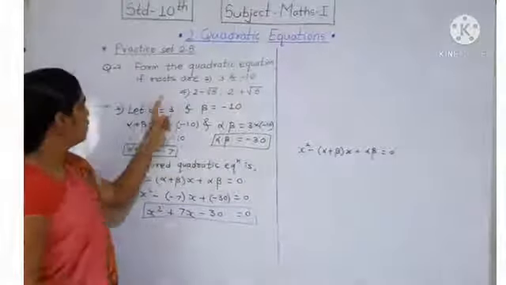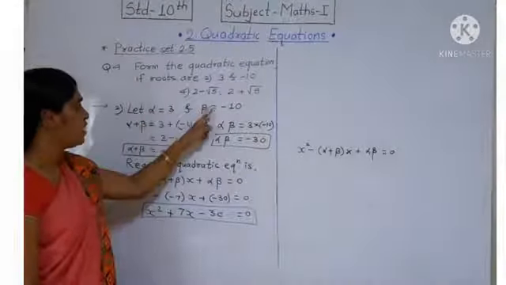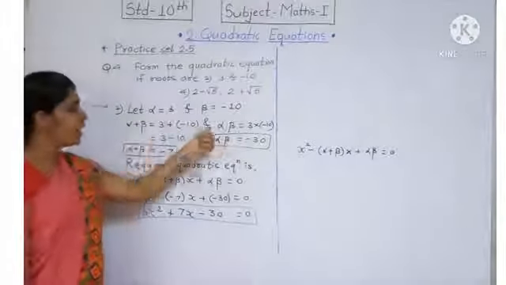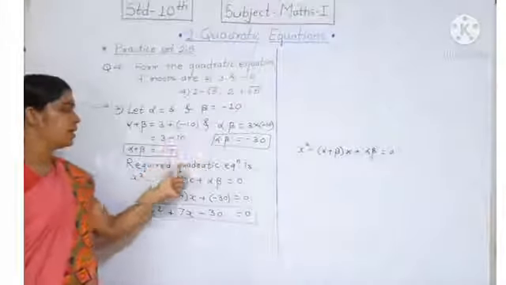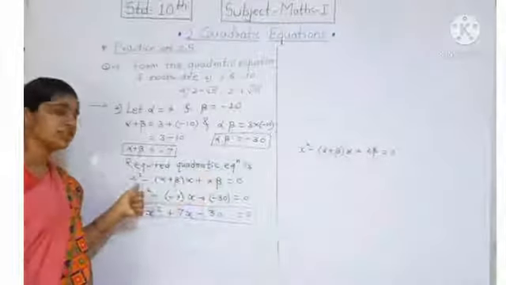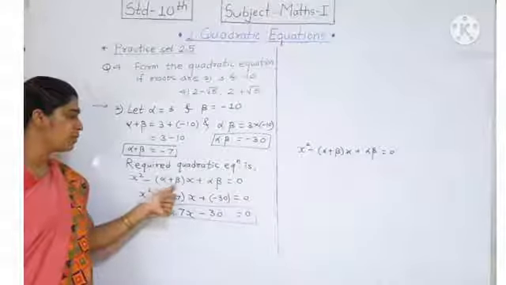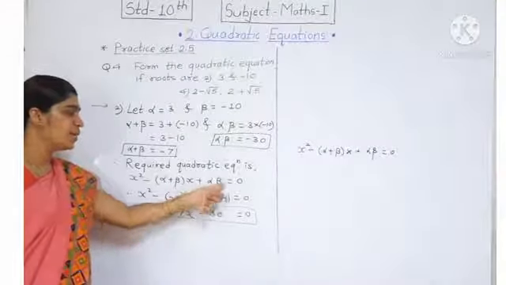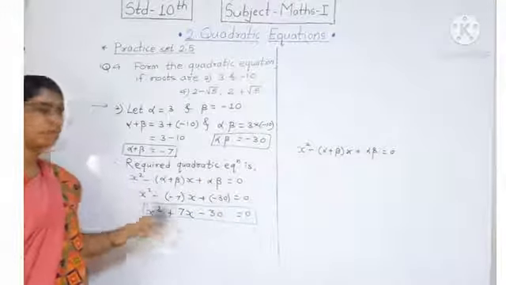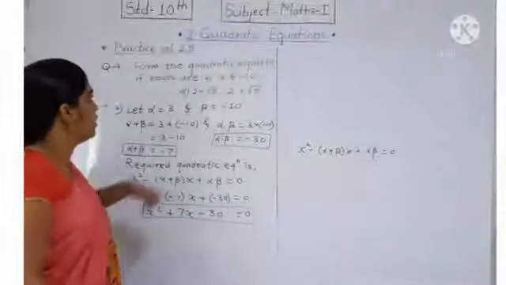First take the roots as alpha and beta. Find alpha plus beta and alpha into beta. Then write the formula of the quadratic equation: x square minus (alpha plus beta) into x plus alpha beta is equal to 0. And then simplify.